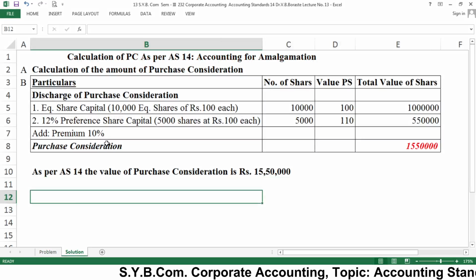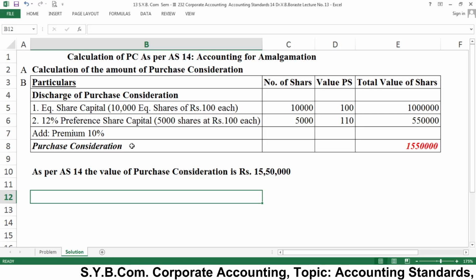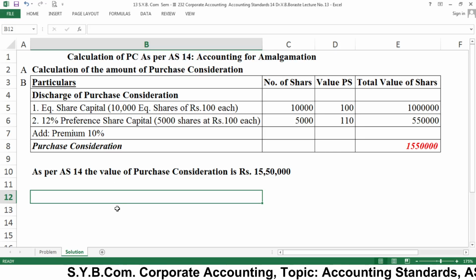In the next example we will see the assets and liabilities when they are taken over by a new company, and then how we can calculate the purchase consideration.